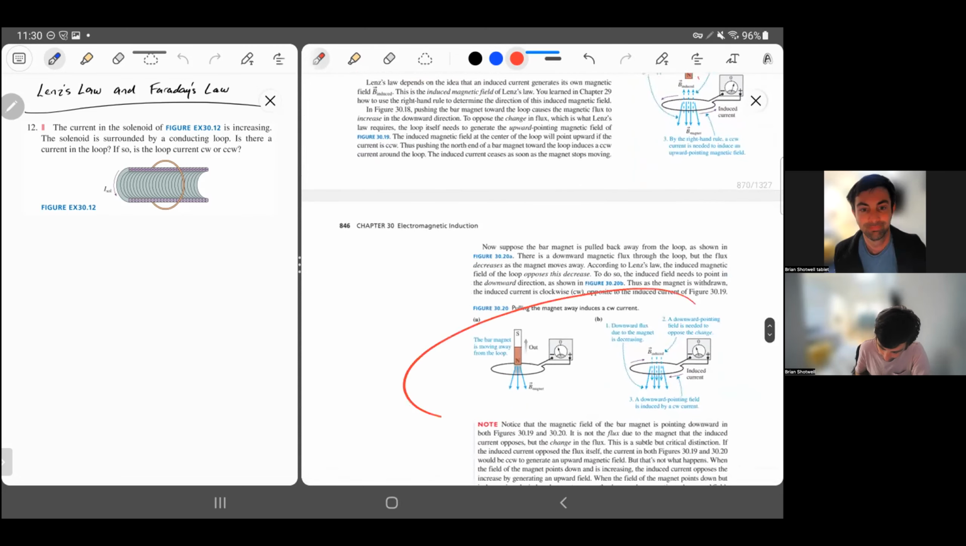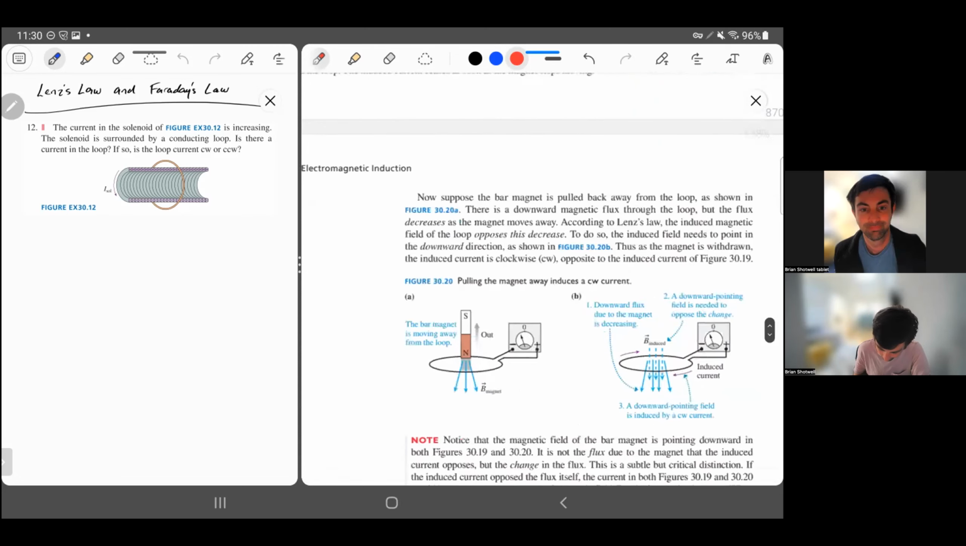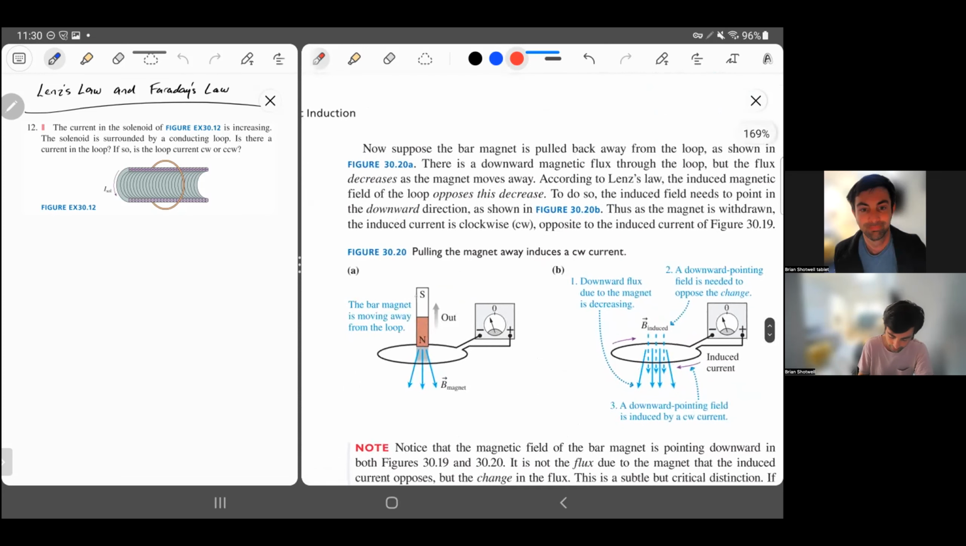So this picture right here looks like it's the same setup, right? The magnet is in the same position, except let's imagine it's sitting there at rest for a while, and then we try to take the magnet out. So we pull it up instead of pushing it into the loop. What we notice there is that the induced current is going in the opposite direction.